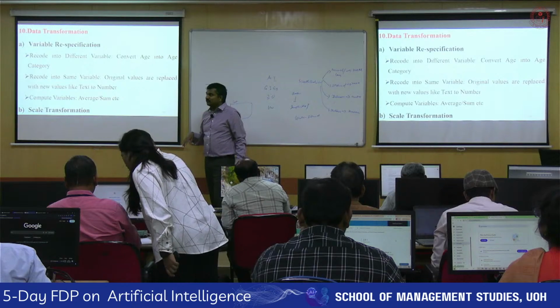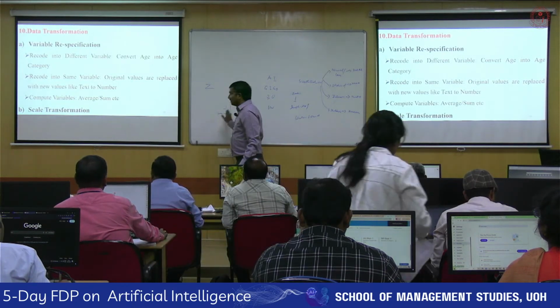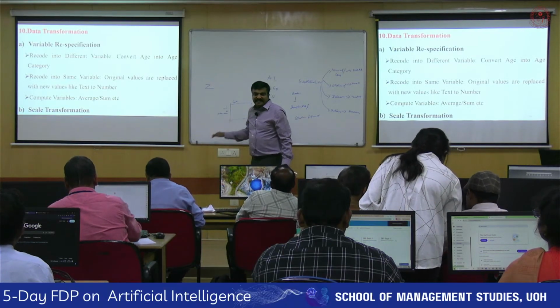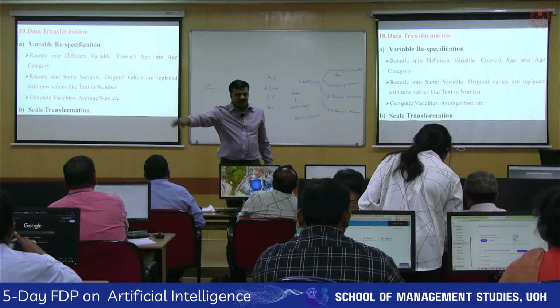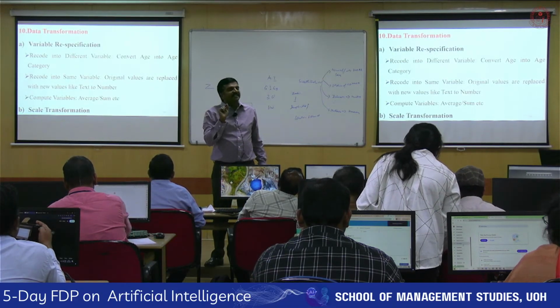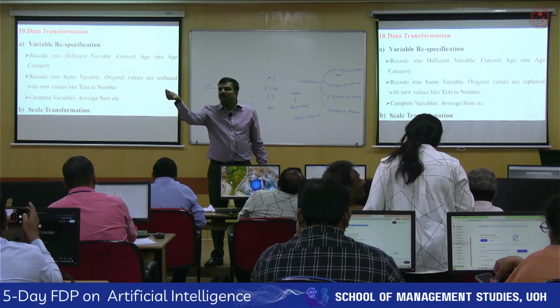Data transformation. Recoding into different variable. Again, it's a column. For example, there is one column called age of the faculty members. How many faculty members are there? 384 in this case study. Assume they are given ages 34, 50, 60. I want to convert this into a category variable.